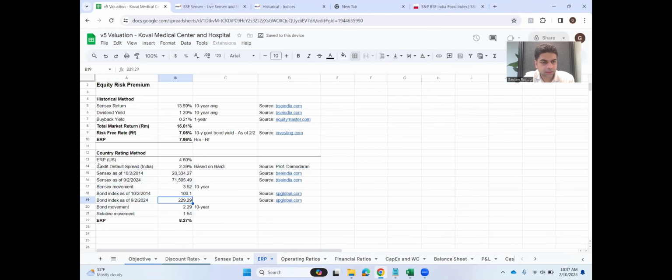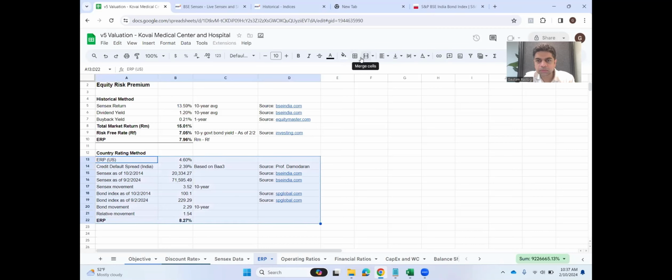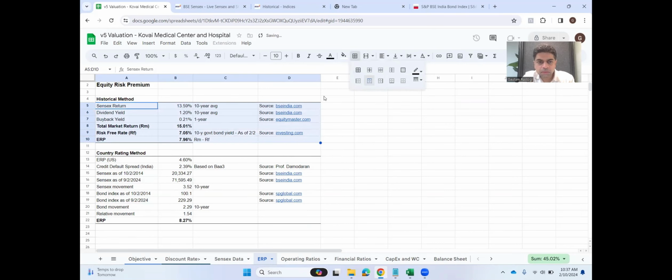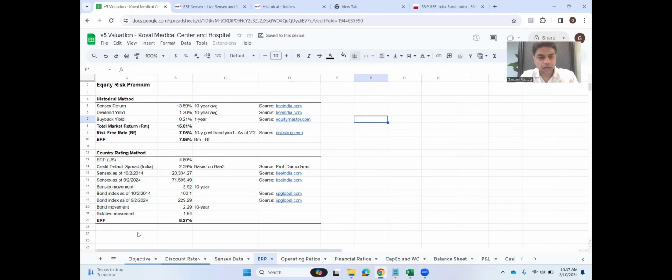Okay. And let's do the same thing here as well. In fact, we should have done this earlier. All right. Now let's pull a similar set of data points from Professor Damodaran's website, and let's see what equity risk premium we land at.